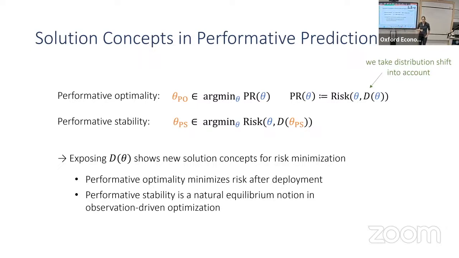Just to make sure I understand, right? So the performative optimality is I get to pick the theta and then commit to it. Whereas for the stability, there's kind of a relation that happens later in some sense. And one is still optimal after that, right? So it's in a way a difference between commitment and without commitment.